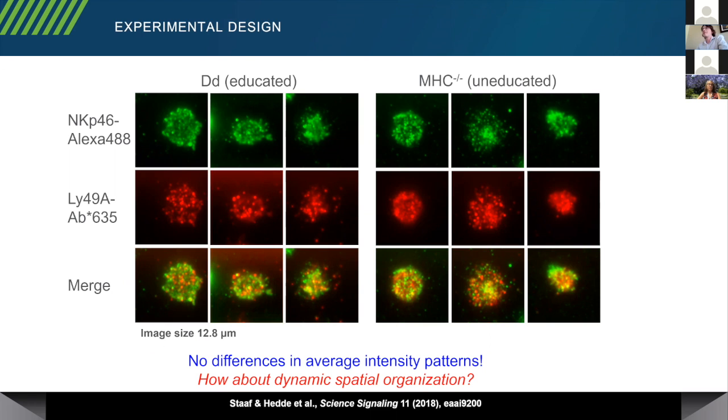But then the question is, well, from those images, can we tell any difference between the educated and uneducated cell? And looking at many of those pictures, we were not able to see any particular patterns that were different. So no differences in the average intensity patterns observed. But then the question is, these are living cells and these are undergoing dynamic changes. So what about the dynamic spatial organization of those receptors? This is what we investigated in the study.